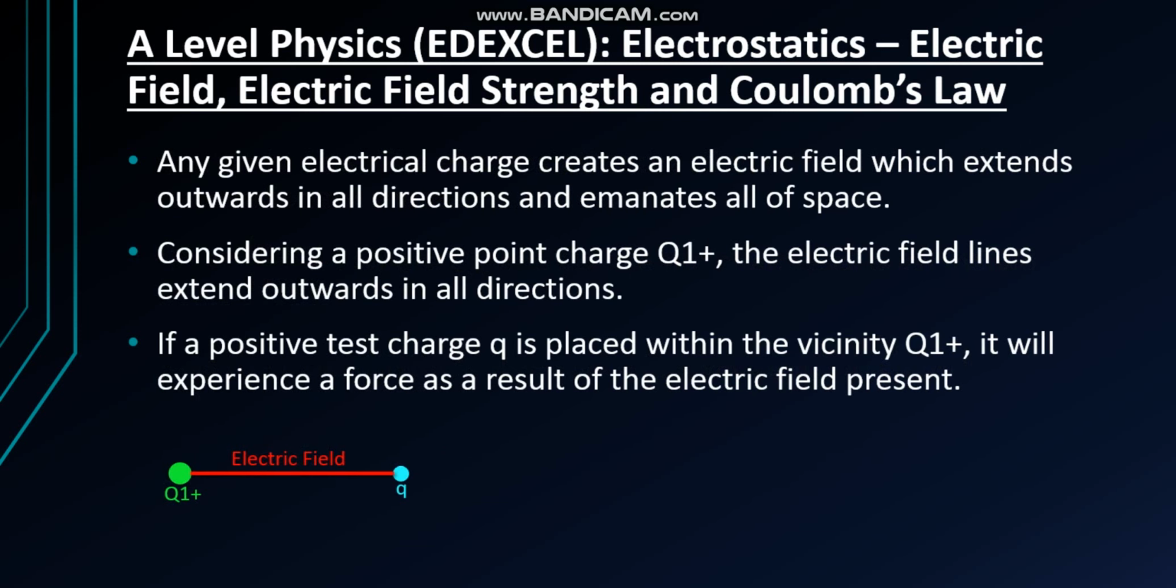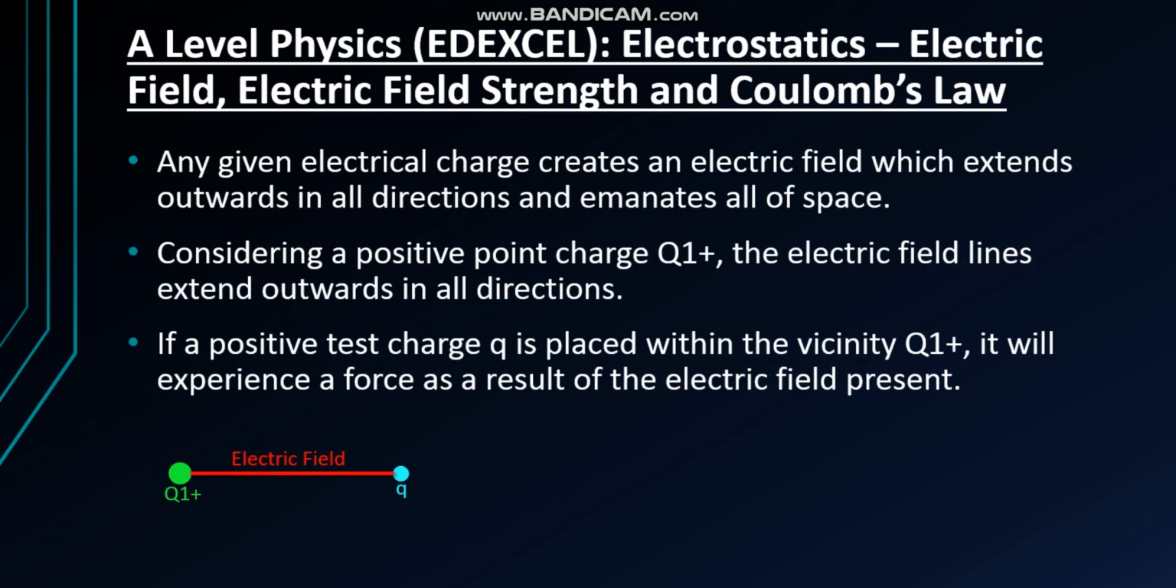Now it's important to note that any given electrical charge creates an electric field which extends outwards in all directions and emanates through all of space. Considering a positive point charge Q1+, the electric field lines extend outwards in all directions, and if a positive test charge such as q is placed within the vicinity of Q1+, it will experience a force as a result of the electric field present.